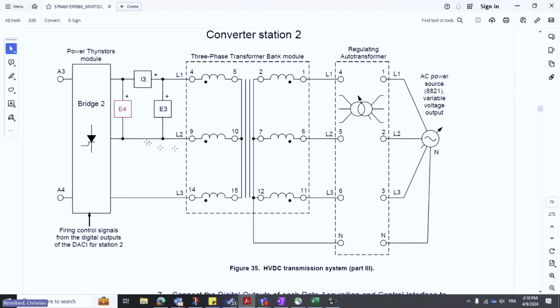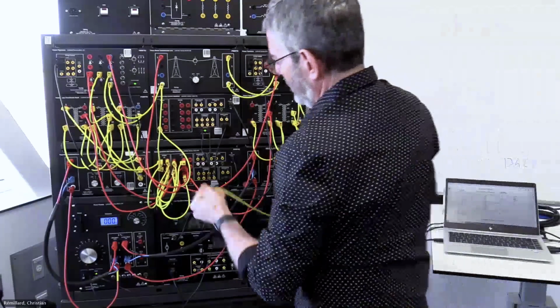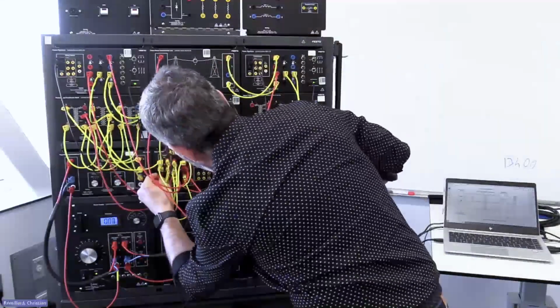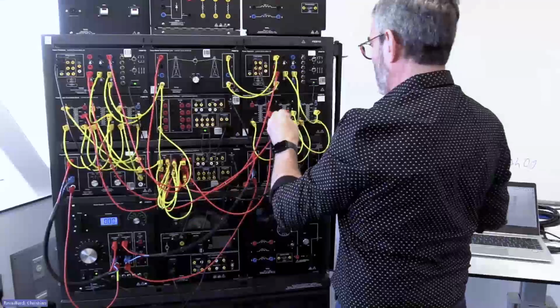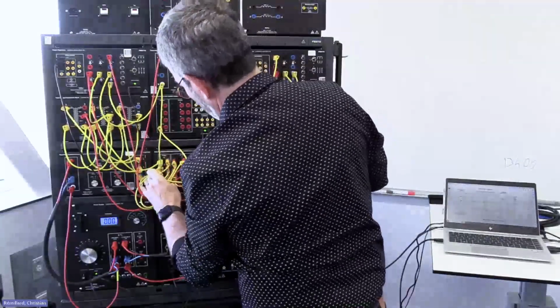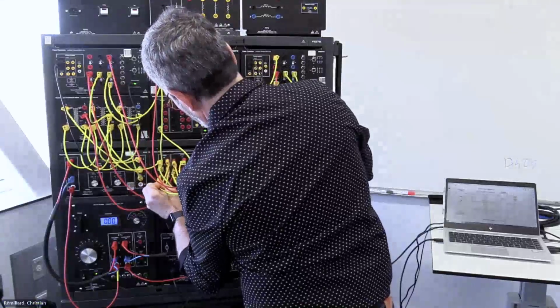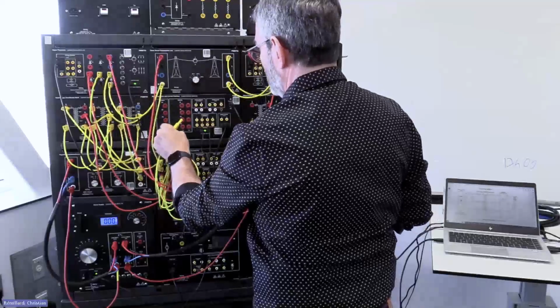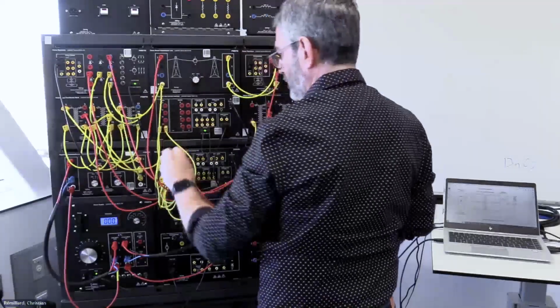And then here we can see that the negative of E3 and E4 both go to line 2, which is 9 on our three-phase transformer bank. The negative of E3 goes to 9 here. This is shared also with the negative. Sorry, mistake here. So this goes to positive and this goes to negative.